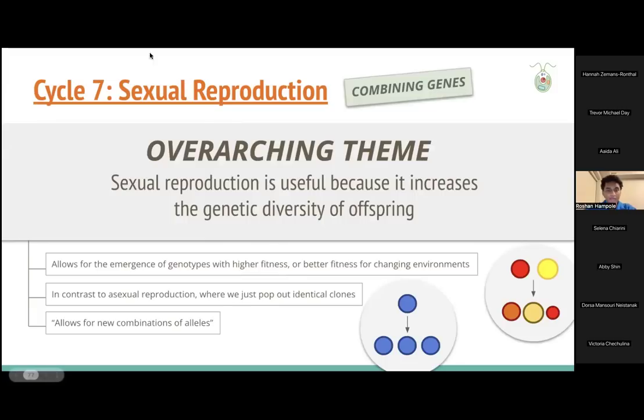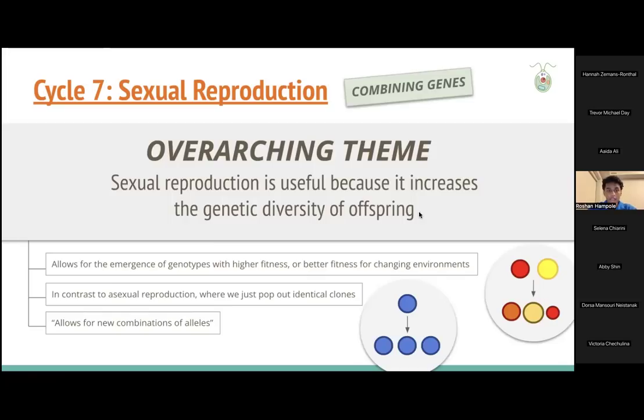All right, hi guys, my name's Roshan, and I'm going to be going over cycle 7, which is about sexual reproduction. Before I get into the actual lecture content, I just wanted to talk about a big overarching theme for this whole cycle, which is that sexual reproduction is useful because it increases the genetic diversity of offspring. This allows for the emergence of genotypes with higher fitness or better fitness for changing environments.